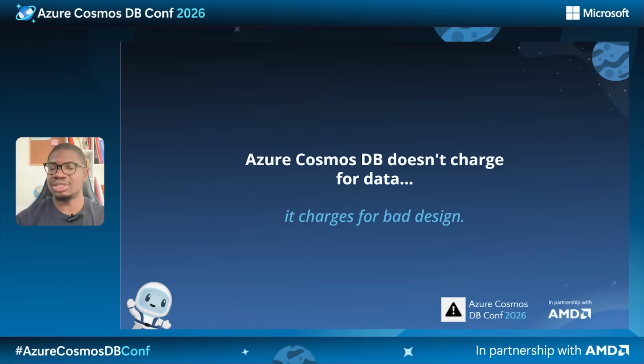Azure Cosmos DB doesn't charge you for data. It charges for bad design. The 60% reduction we achieved wasn't a result of throwing more infrastructure at the problem or renegotiating a contract. It came from understanding how Azure Cosmos DB actually works and aligning our design to it. The patterns are not a secret. They're just not always applied deliberately from the start.